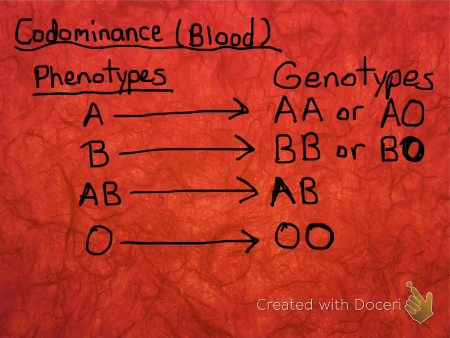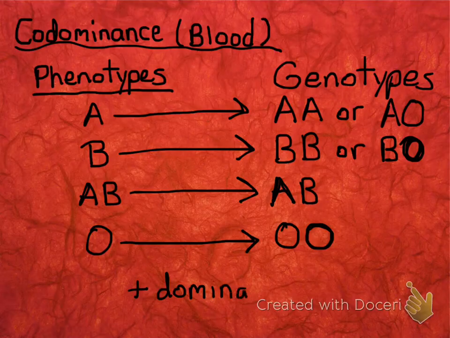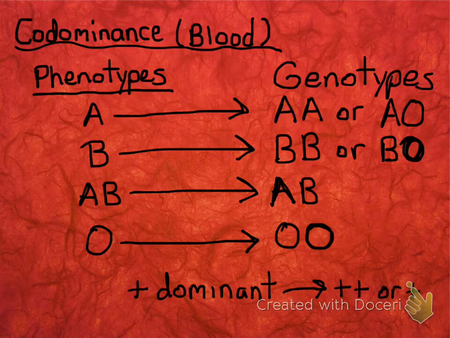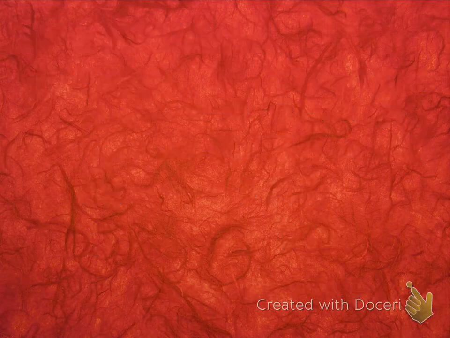Okay. And then if you're wondering about positive and negative, positive is dominant. So that would be saying things like I have plus, plus, or plus, minus, because as long as the plus is there, that's what we would see. The minus is recessive.